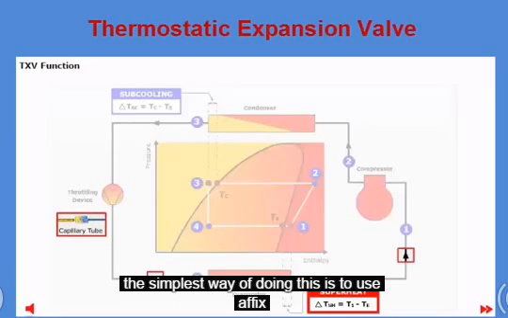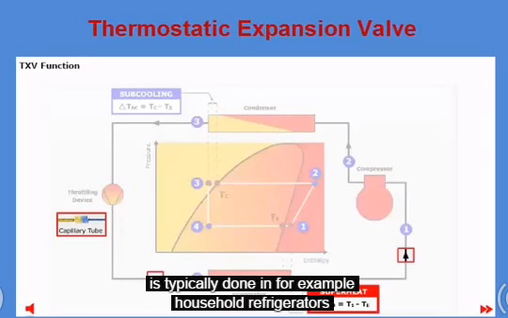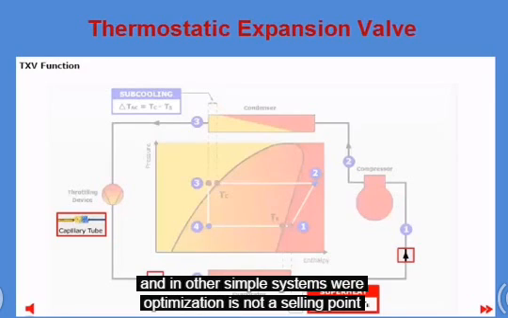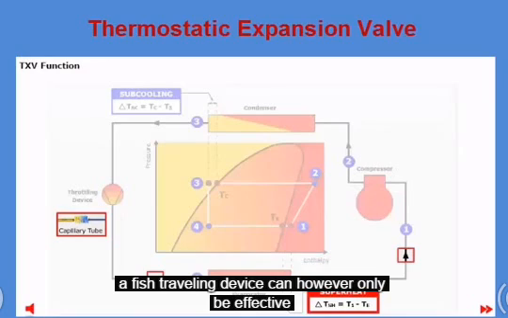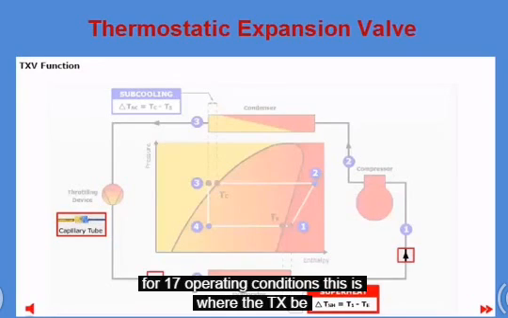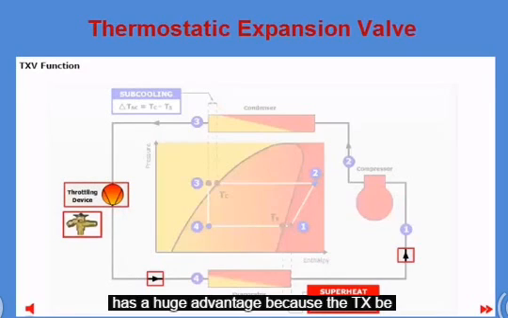The simplest way of doing this is to use a fixed throttling device, such as a capillary tube. This is typically done in, for example, household refrigerators and in other simple systems where optimization is not a selling point. A fixed throttling device can, however, only be effective for one set of operating conditions. This is where the TXV has a huge advantage.